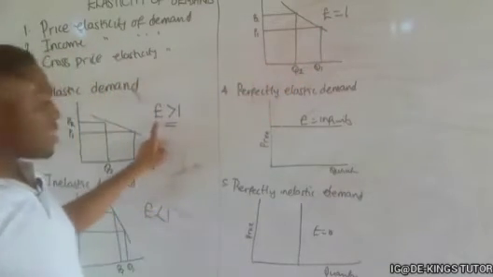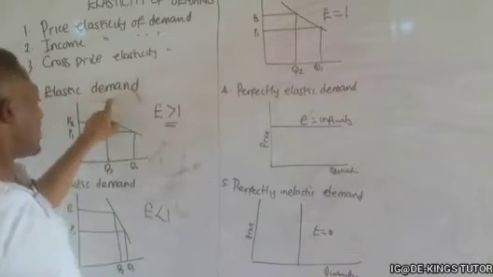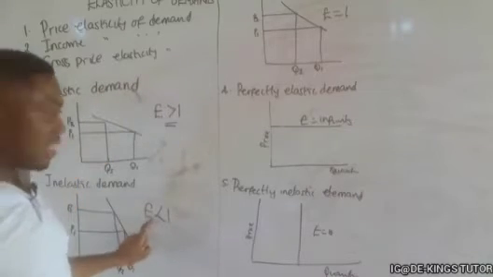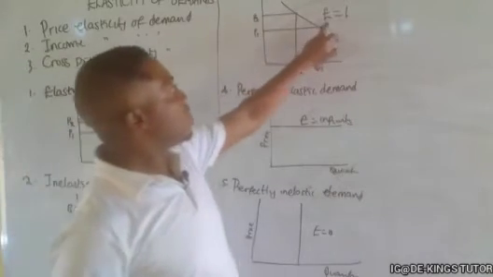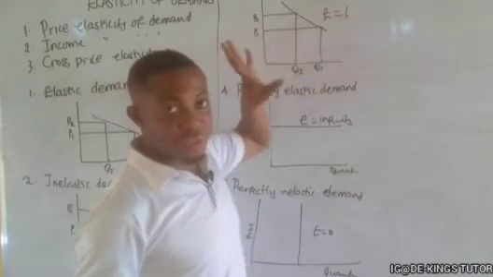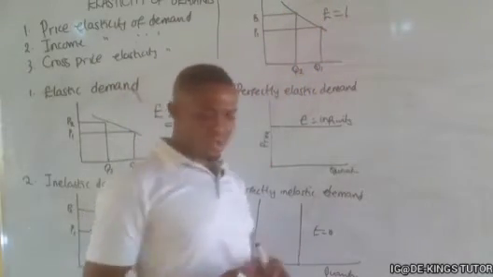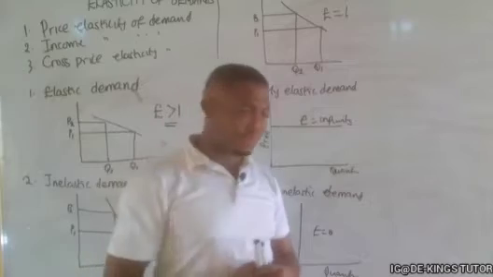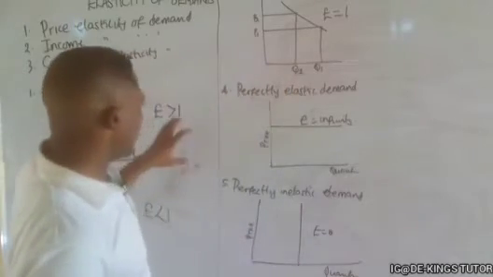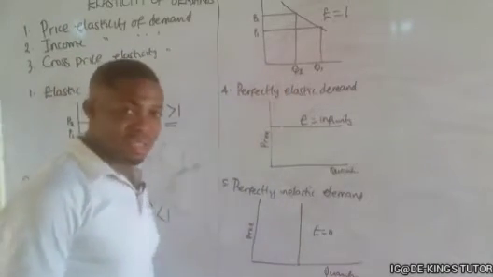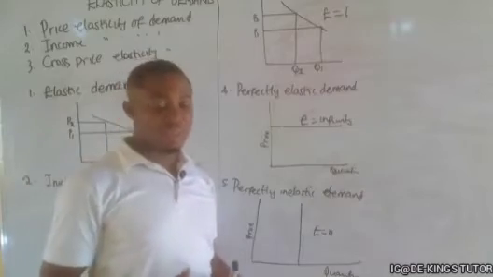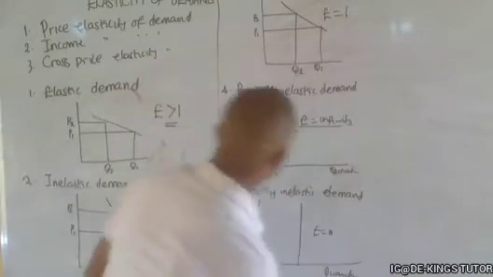When elasticity is greater than 1, we'll say it is elastic. When it is less than 1, we'll say it is inelastic. And when it equals 1, we'll say it is what? Unitary. Okay? So basically, we are going to see an example. We are going to see the measurement of price elasticity of demand, starting from its formula.